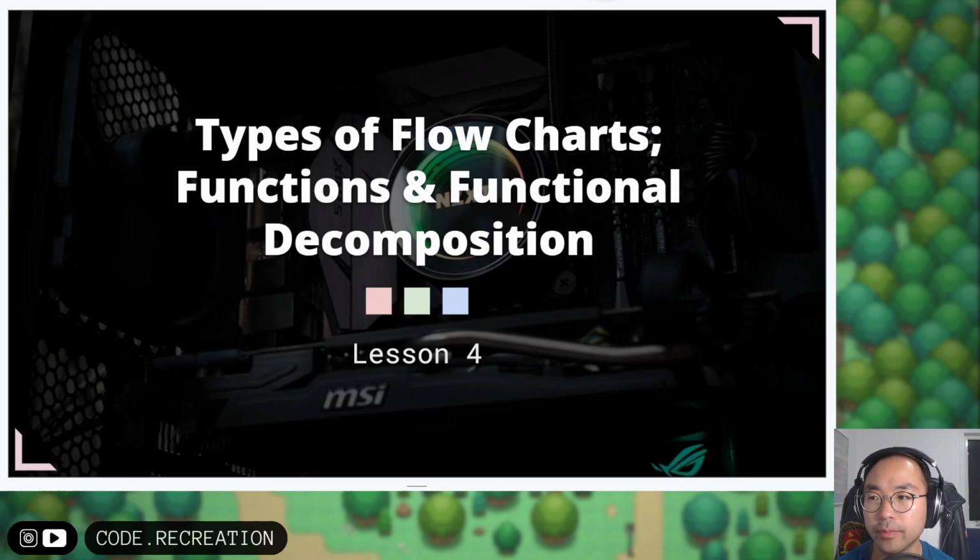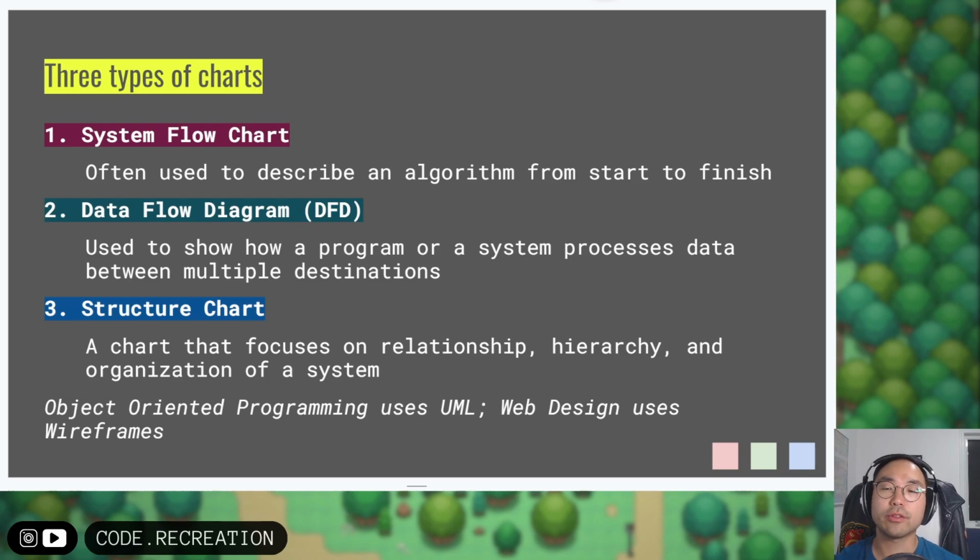Here we go. Flowcharts. There are three types of charts that we can talk about. There are obviously more charts that we can talk about, but these are the three that we're going to focus on. Number one, they're called system flowcharts. We often use these to describe algorithms, how they work from start to finish. We can also describe how a system will solve a problem.